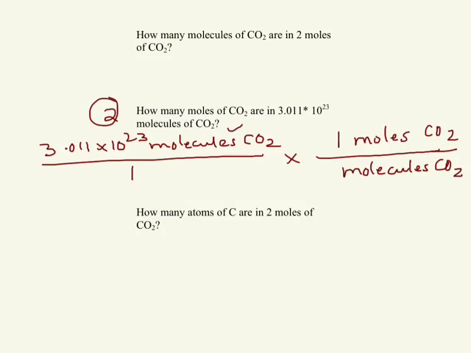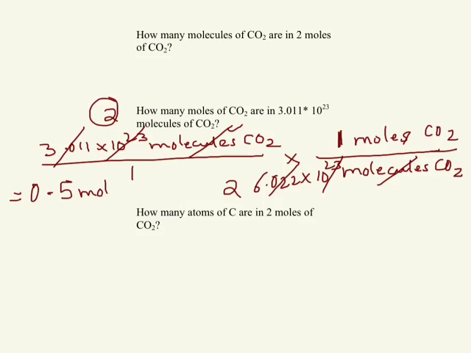And we know the relation is 1 mole of carbon dioxide equals 6.022 times 10 to the 23rd molecules of carbon dioxide. Molecules cancel. 10 to the 23rd, 10 to the 23rd cancel. 3.011 over 6.022, and here will be 2 because 3.011 times 2 is this. So what is the answer? Half a mole of carbon dioxide, which is 0.5 moles of carbon dioxide.